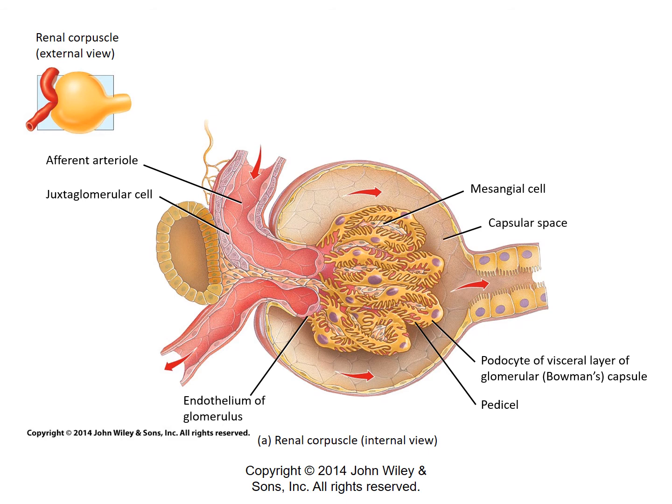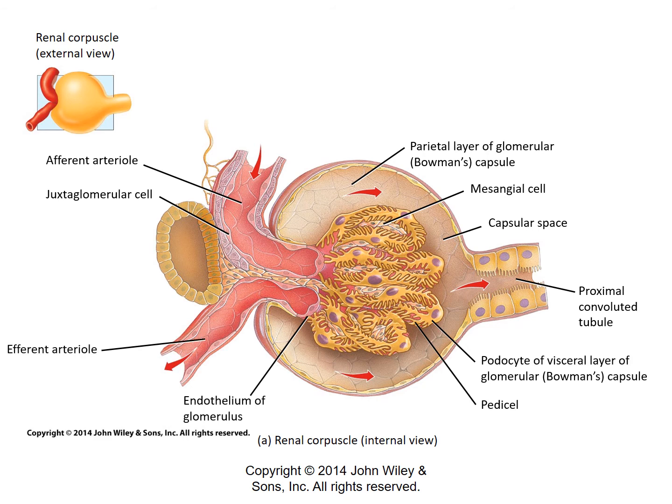This is the capsular space between the glomerulus and the borders of the Bowman's capsule. And this is the parietal layer of the Bowman's capsule. This is the proximal convoluted tubule. And finally, this is the efferent arteriole. This is the ascending limb of the loop of Henle. And this is the macula densa. This is also a set of mesangial cells, and it's the contraction of these mesangial cells which can contract the afferent arteriole.